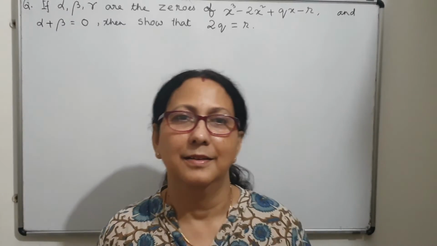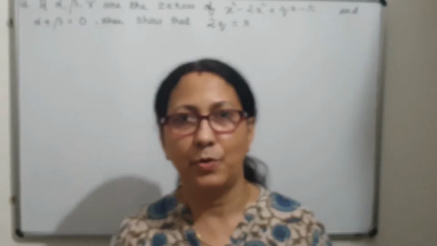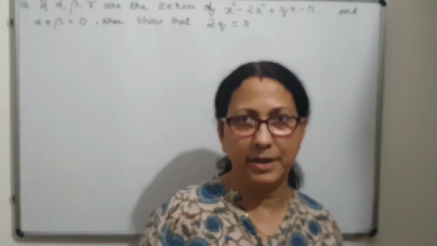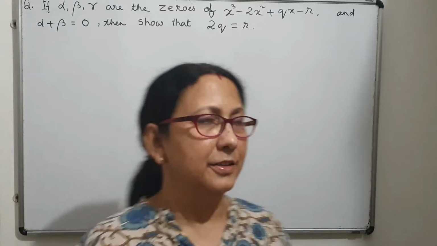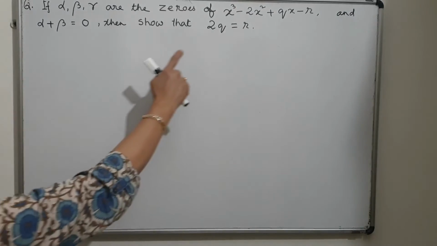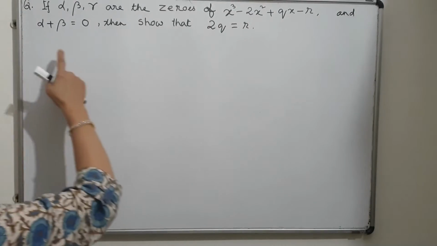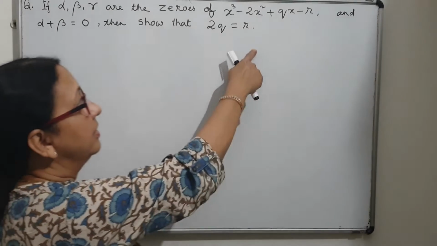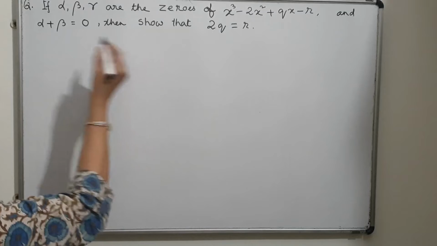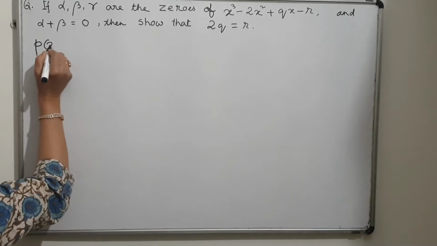Everyone. So today I'll be solving some questions from the polynomial chapter. The question is that alpha, beta, gamma are the zeros of this polynomial and alpha plus beta is 0, then you have to show that twice q is r. So let me write down the polynomial p of x.